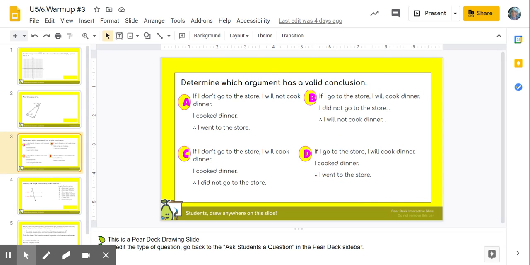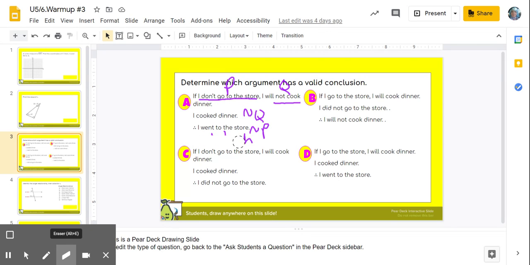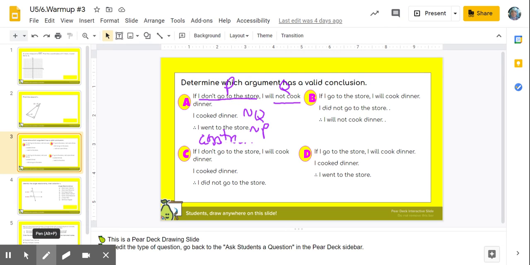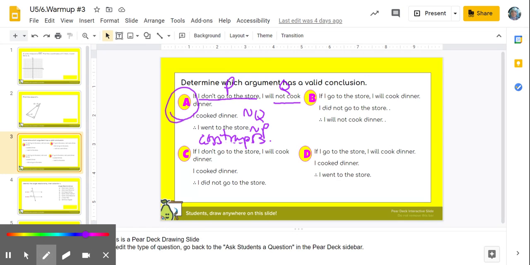Question number 3 is still killing us a little bit. So if I label this, I don't go to the store, that's P. I don't cook dinner, that's Q. I cooked dinner, that's not Q. Then I went to the store, that's not P. This is detachment. Oh, no, it's not. It's contrapositive, because I switched it and negated it. Contrapositive is always true. So let's see if there's any more that are true.